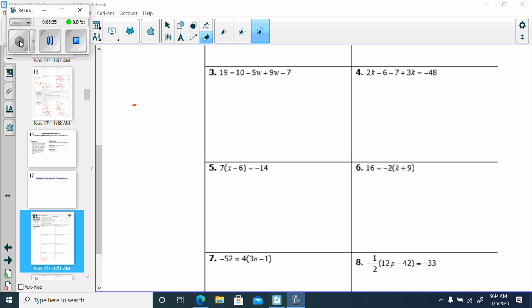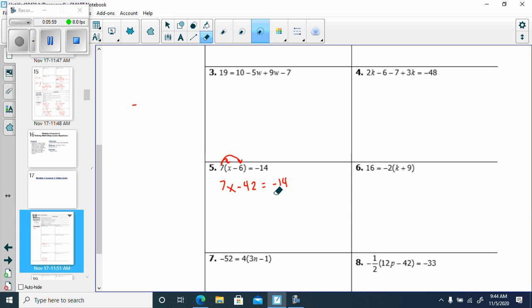On number 5, we're now looking at distributive property. When you see these parentheses, guys, it's distributive property. So I'm going to distribute my 7 to everything that's in parentheses. 7 times x is 7x. 7 times negative 6 is negative 42. And that's equal to negative 14.